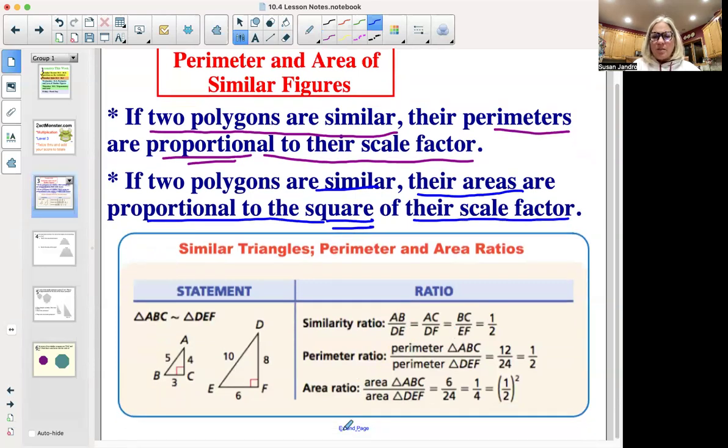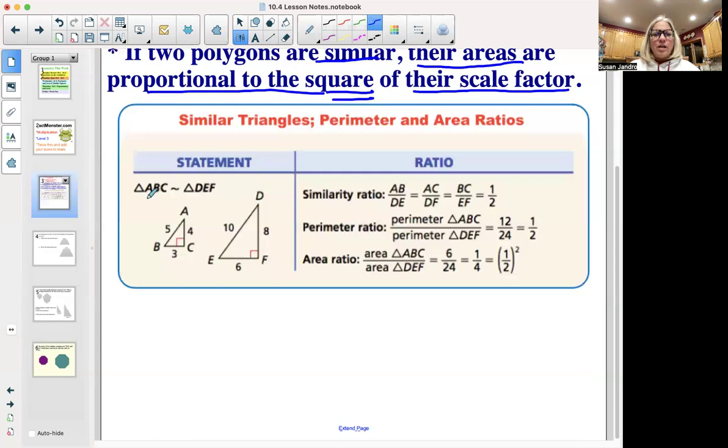What does that mean? So if we look at this table right here that I have for you, this tells us that triangle ABC is similar to triangle DEF. Remember that curly little thing means similar. They have similar ratio. So what does that mean? It means that AB over DE is 5/10, which reduces to 1/2. AC over DF is 4/8, which reduces to 1/2. And BC over EF is 3/6, which also reduces to 1/2. So their similarity ratio is 1/2.